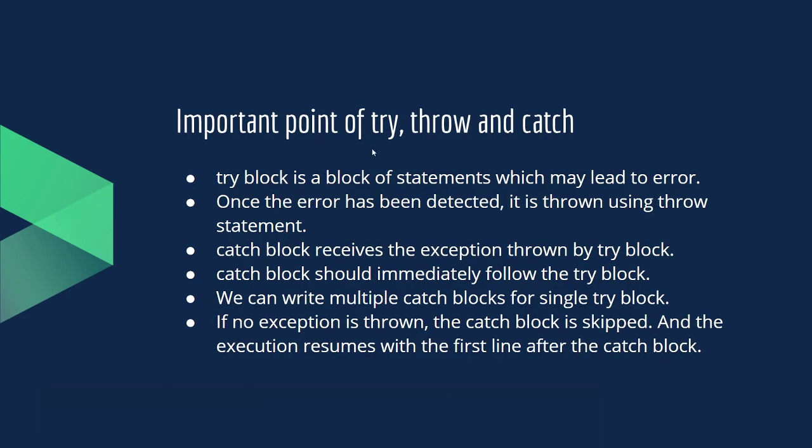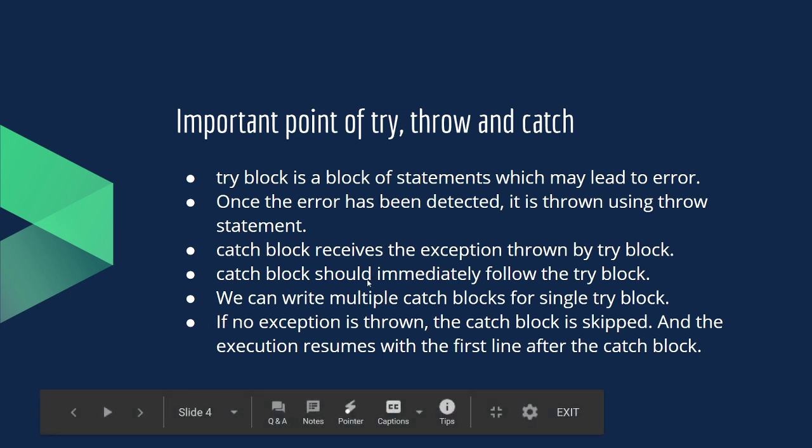Some of the points we have to know about try, throw and catch blocks are: a try block is a block of statements which may lead to an error. Suppose you don't know which particular part of your code will raise an exception, then you may put your entire logic within a try block. Once the error has been detected, it is thrown using the throw statement. That exception will be caught by the catch block. That is, the catch block receives the exception thrown by the try block.